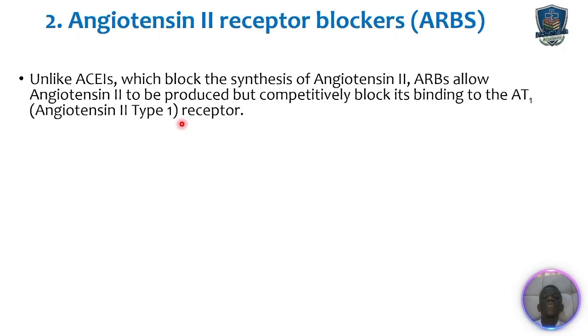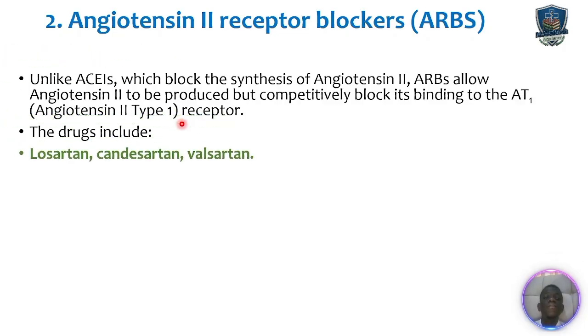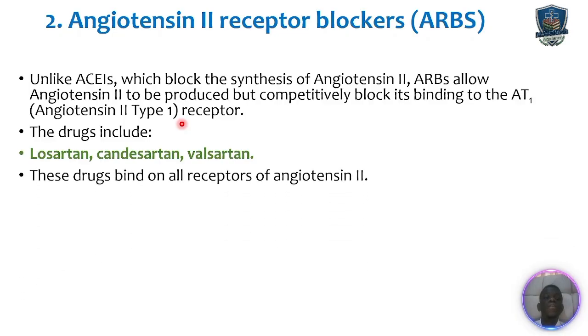So that's one thing that you have to understand when it comes to using these drugs. These drugs include the sartans: losartan, candesartan, and valsartan. If you just hear the term sartan, just know that those are the drugs that fall under the ARBs. That's what you have to know when it comes to these drugs. They have the suffix sartan: losartan, candesartan, valsartan, and other sartans. The major aim of these drugs is to block angiotensin II from binding to its receptor. So these drugs bind on the angiotensin II receptors.